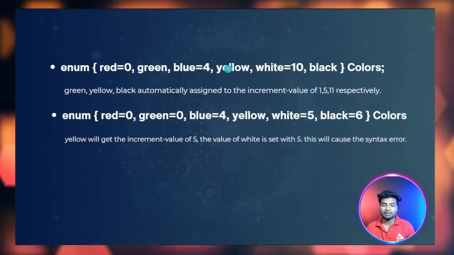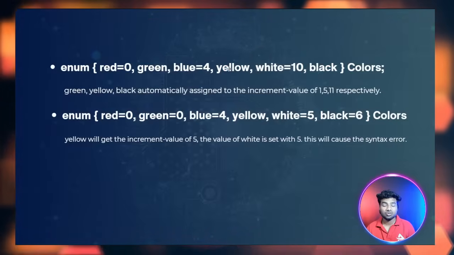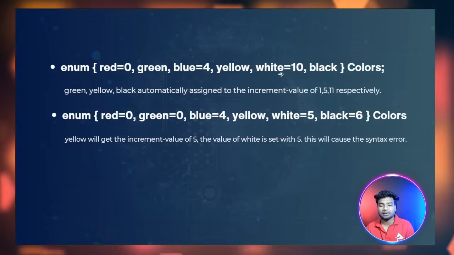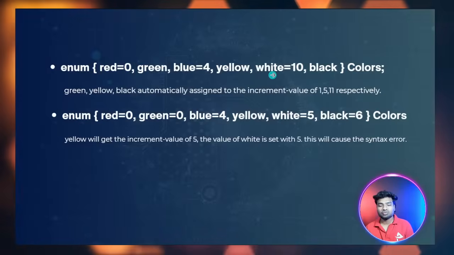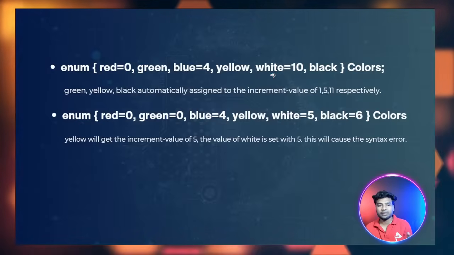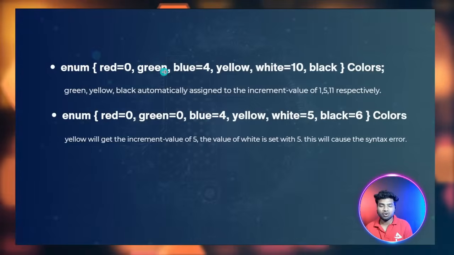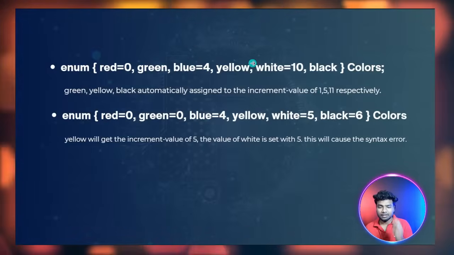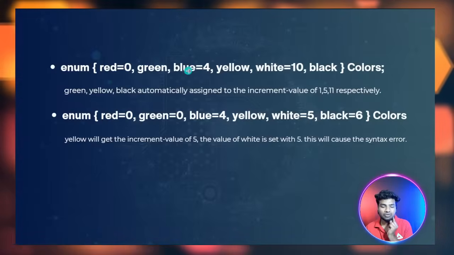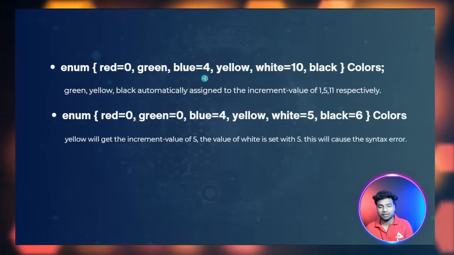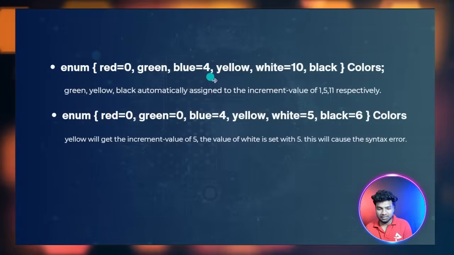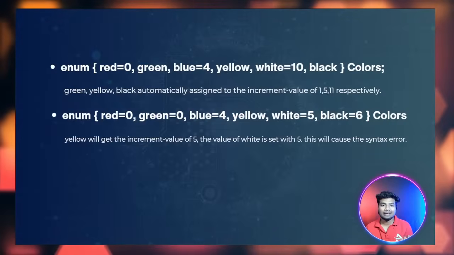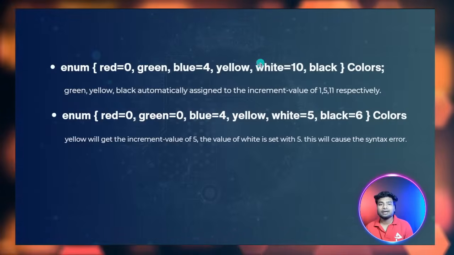And here white is 10, so black is 11. Yellow has the value 5, but I assigned 10 for my white. So we can overwrite, and we can make it like this also. If you follow this method, it won't throw an error. But if I assigned 3 for this yellow, it will throw an error. So you can't give a value less than 4 for the remaining enum elements.